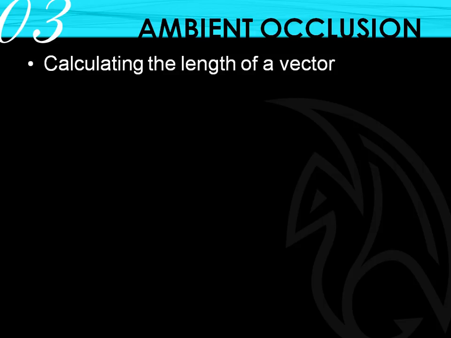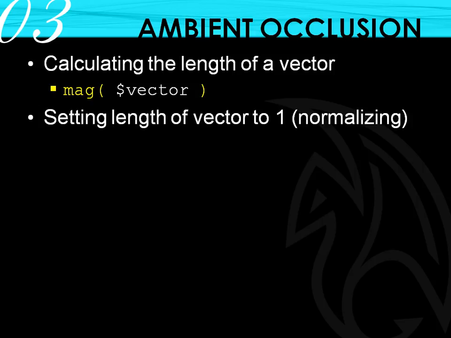So to calculate the length of a vector, there is the mag command, of course, because essentially a vector is an edge. And because the base of a normal, as I mentioned before, is always at 0, 0, 0, it's very simple. All we have to do is put in the coordinates of that normal and it'll give us the length. So we can use the mag command to do that.